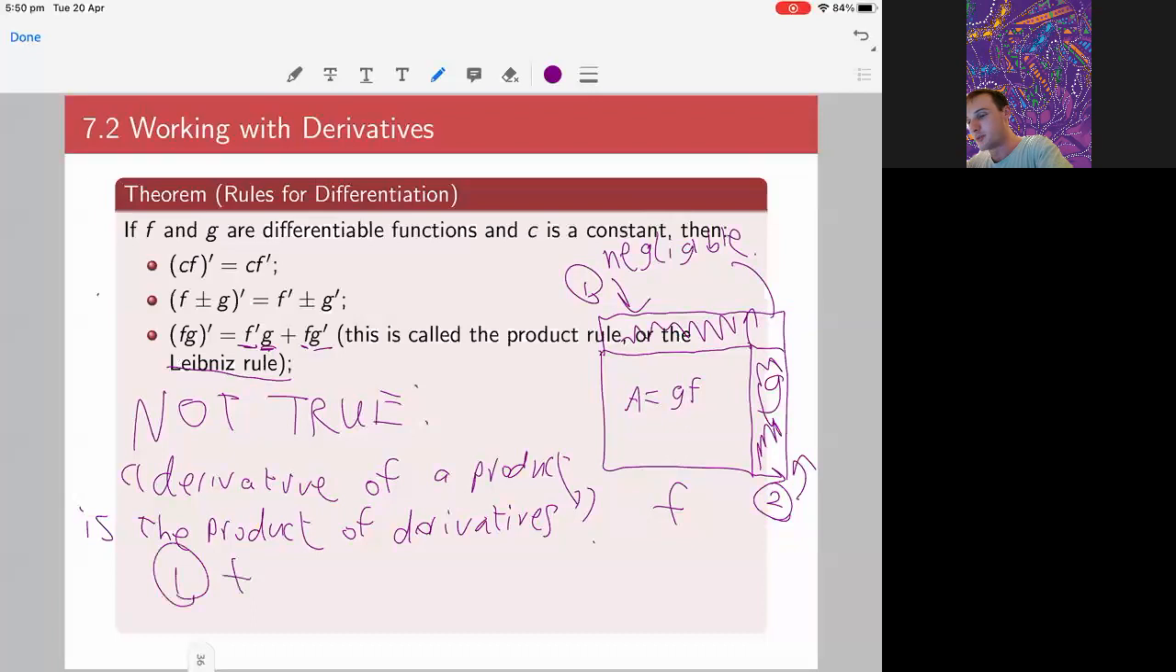Now, the area of 1 plus the area of 2, well, what's the area of 1? This is equal to f times a small variation in g, which we can think of as g prime, plus this area 2, which is equal to a small change in f, f prime, times g. So this is very abusive notation here, but this is more or less the intuition behind where this product rule comes from.